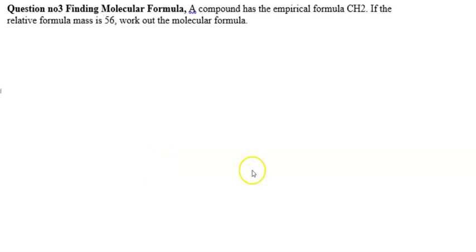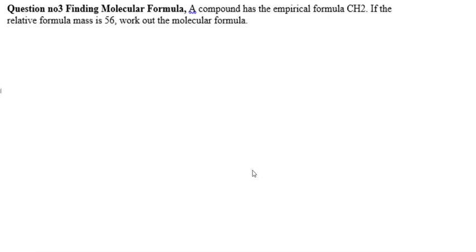So this question is about molecular formula. Now, how can we find molecular formula? So first of all, we need to know what is molecular formula. Molecular formula is a formula which tells us the actual number of atoms present in a molecule. Now, how can we get the actual number of atoms in a molecule?